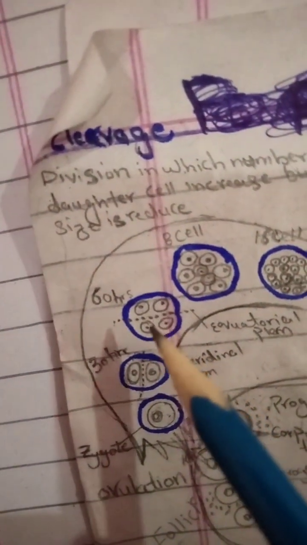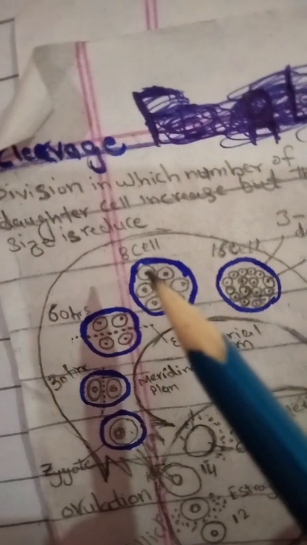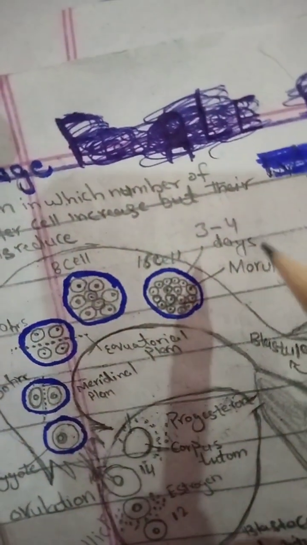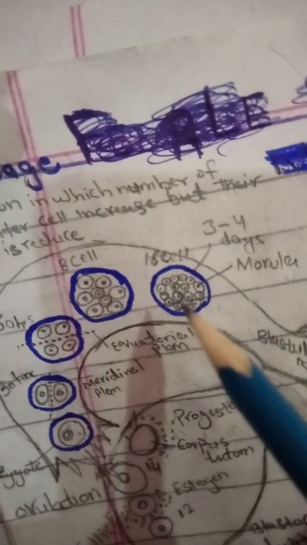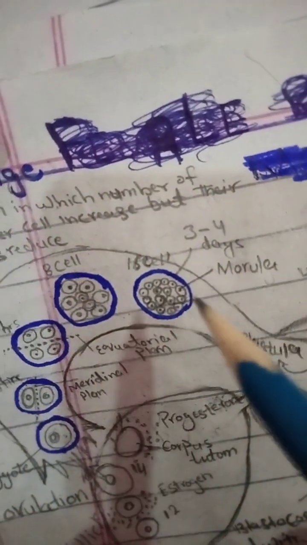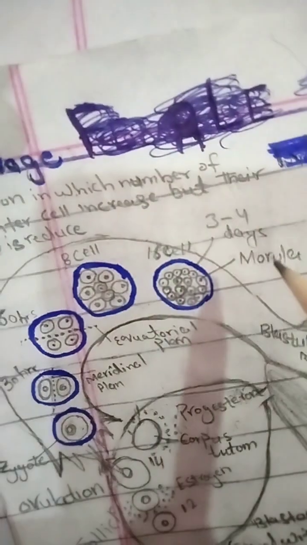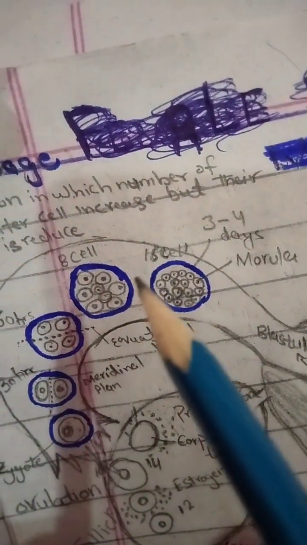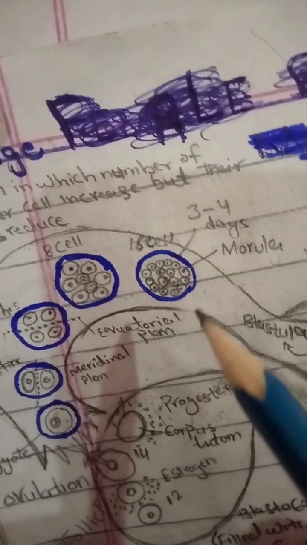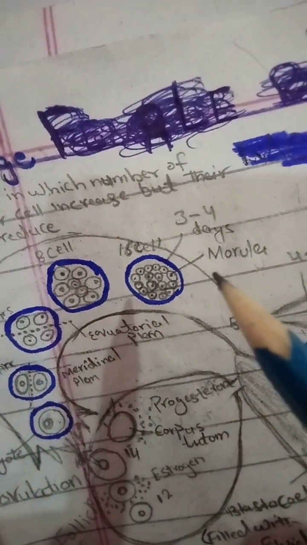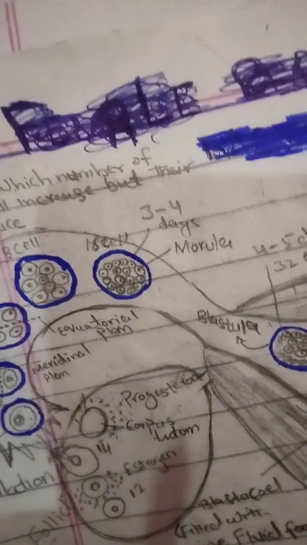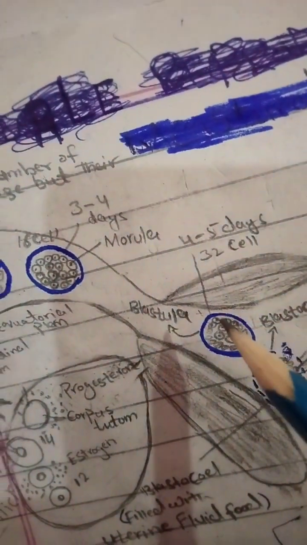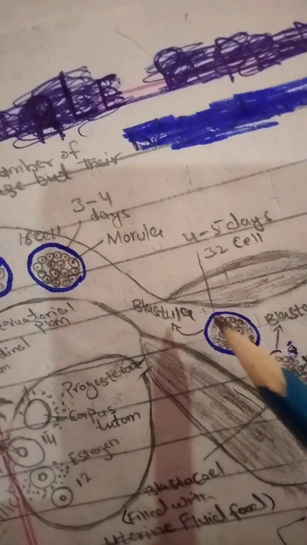The 4-cell stage is formed, and the 8 to 16 cell stage is formed after 3 to 4 days. This stage is called the morula. The zygote becomes a morula 3 to 4 days after fertilization, consisting of 8 to 16 cells. The morula is a mulberry-like structure. After the morula, the blastula is formed.